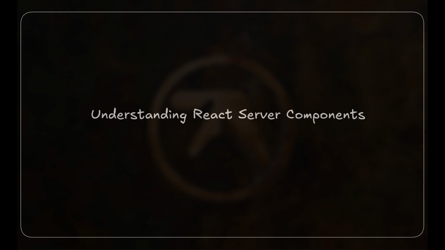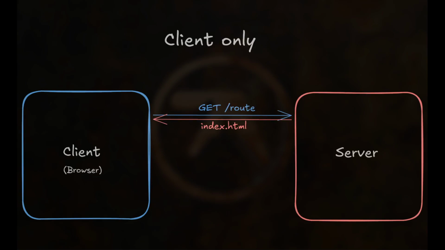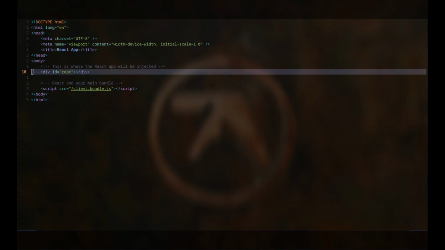We could use React in two ways. First is a client-only approach. In this approach, we have a client, mostly a browser, and a server to fetch static files from. When we load any particular route in the browser, we'll get an HTML file. So this is an empty HTML file with no content, and we have the div with root ID where our React application will eventually be injected.